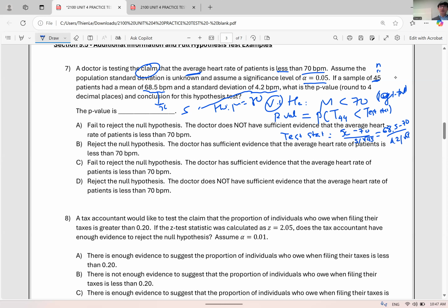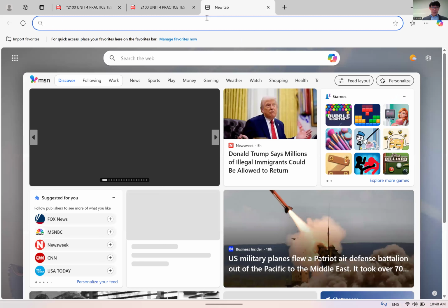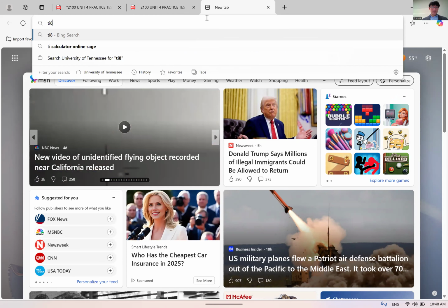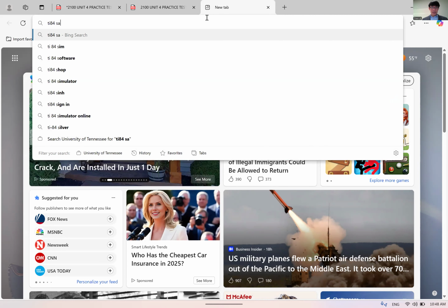But I would suggest just going with the TI, because your TI can help you to achieve this task very quickly. So let me show you how to use the TI with the t-test function to do this problem, okay? So it will be the TI-84 calculator.